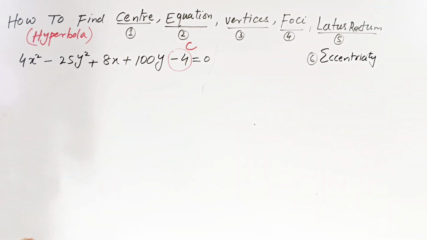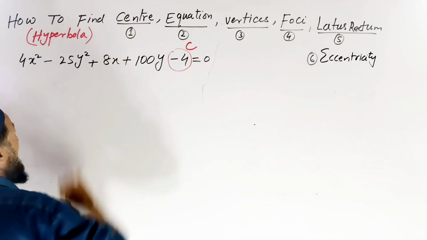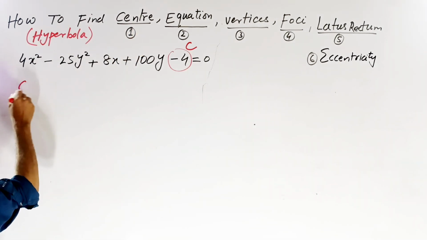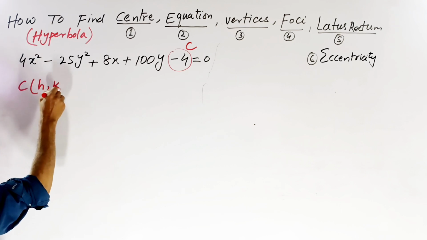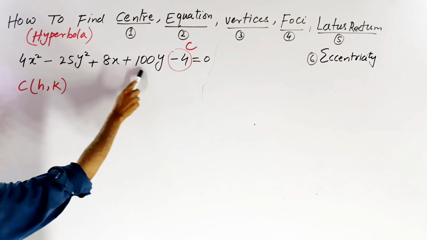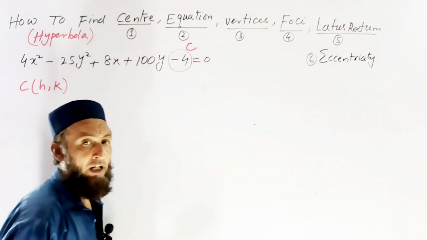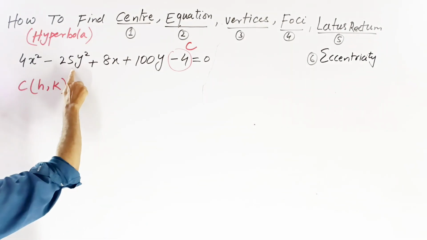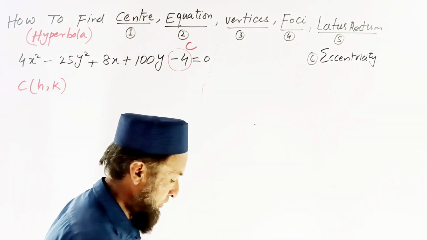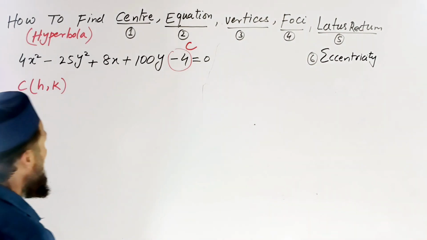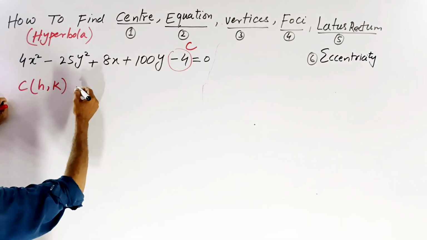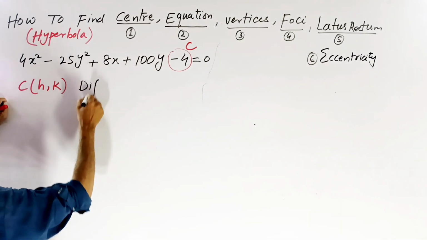So first of all, we are finding the center. The center will be (h, k). How do we calculate it? We differentiate the equation with respect to x. The other values, y and the constant, we treat as constants, and the derivative of a constant is equal to 0.